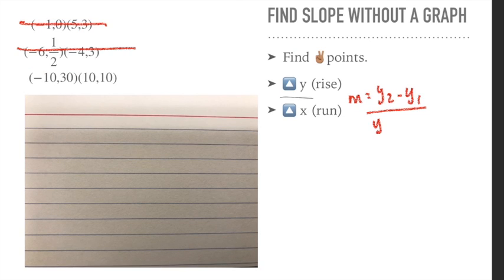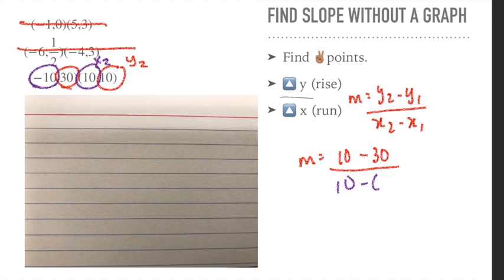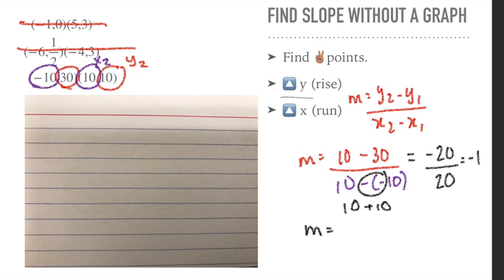Let's go ahead and move on to our next problem. We have our y values, 10 and 30. Then we have our x values. I'm going to plug in my x values. We have a double negative situation here, so that is going to be 10 plus 10. This is going to be a -20 over 20, which gives me a -1 over 1.